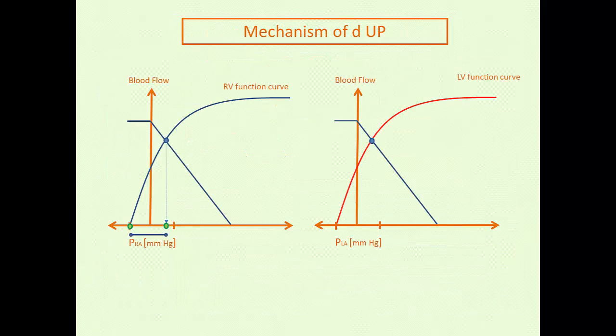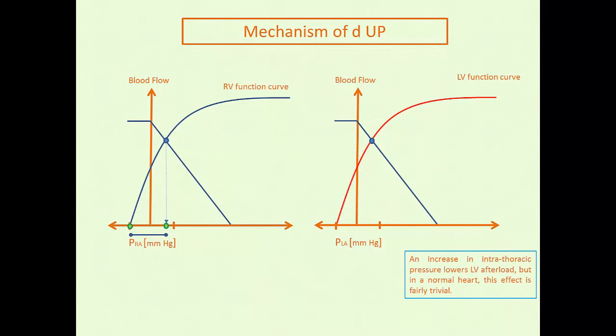So let's look at the mechanism of D-up in terms of our friend Guyton here. Right ventricular function curve, left ventricular function curve. This is systemic venous return. This is pulmonary venous return. Okay, right atrial pressure, left atrial pressure. Again, this represents 0 or atmospheric pressure, as does this here.